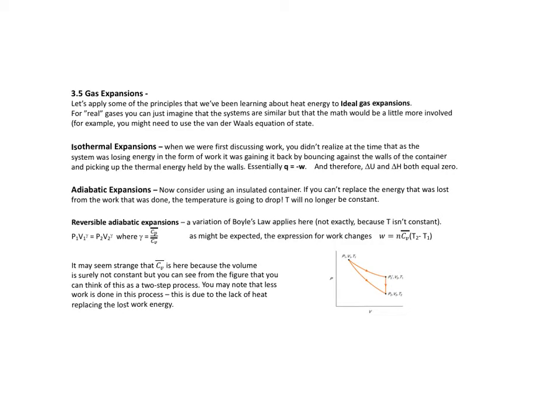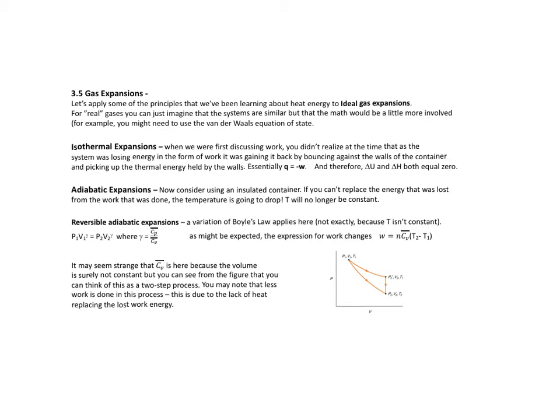In an adiabatic expansion, you're using an insulated container. If you can't replace the energy that was lost from the work that was done, the temperature will drop. T's not a constant here. Now, you can do those adiabatic expansions reversibly or irreversibly. If you do it reversibly, you get a variation of Boyle's law.